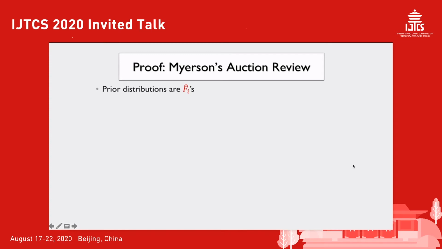Under the private data manipulation setting, the prior distributions are no longer the true value distributions. They are the manipulated distributions F_i hats. We define the virtual value, denoted by phi_i hat. The virtual values are defined on the manipulated distributions F_i hats. We use capital F_i to denote the cumulative distribution, and we use little f to denote the density function. The virtual value of bidder i is defined as follows.